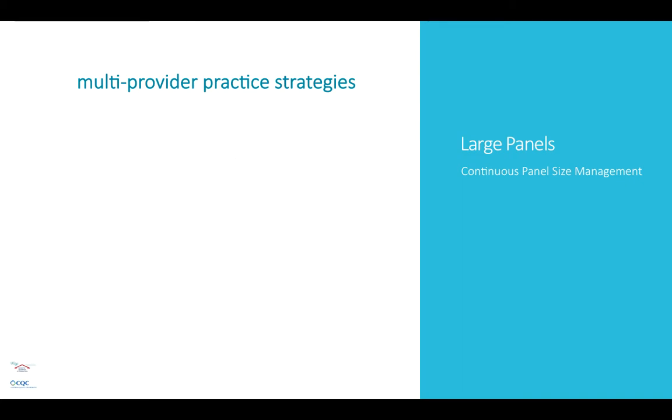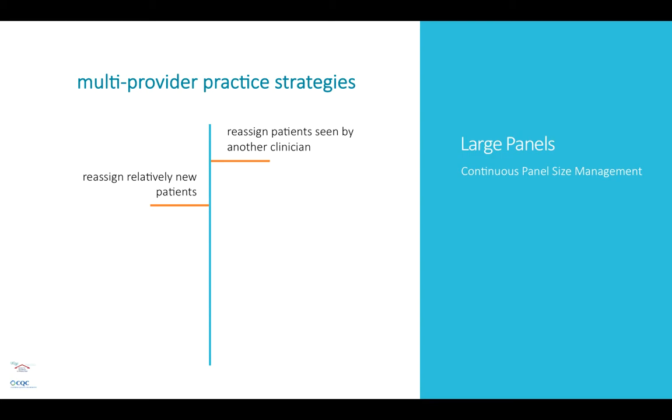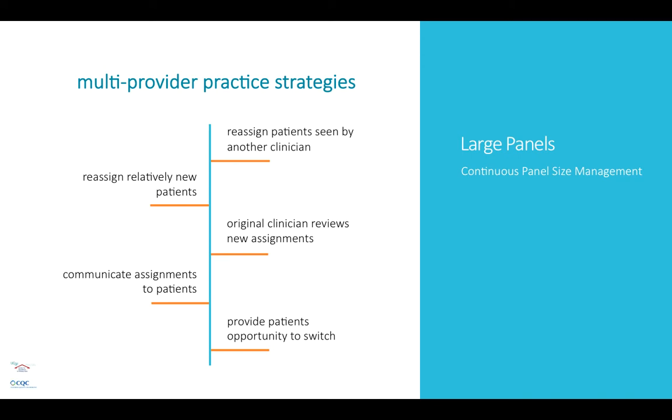Some practices use an administrative process to reassign patients on a larger scale. They may, for example, reassign patients who have been seen by another clinician or reassign relatively new patients. It is best practice to ask the original clinician to review the new assignments as they may have insight into the needs and best match for their patient. Similarly, it is vital to communicate the new assignment to patients, either in person or via letters, and to provide them an opportunity to switch their assigned clinician if desired.